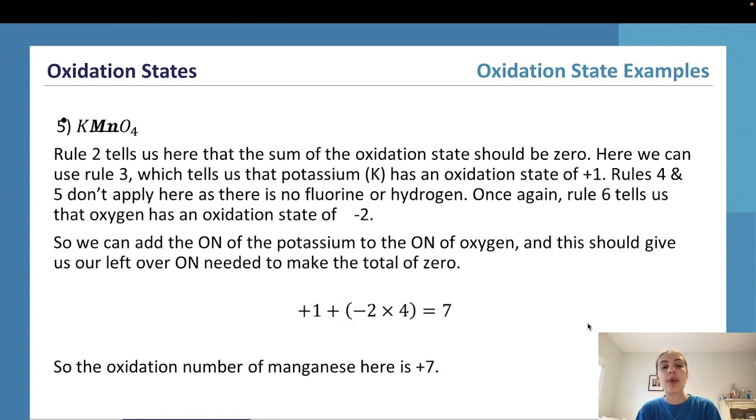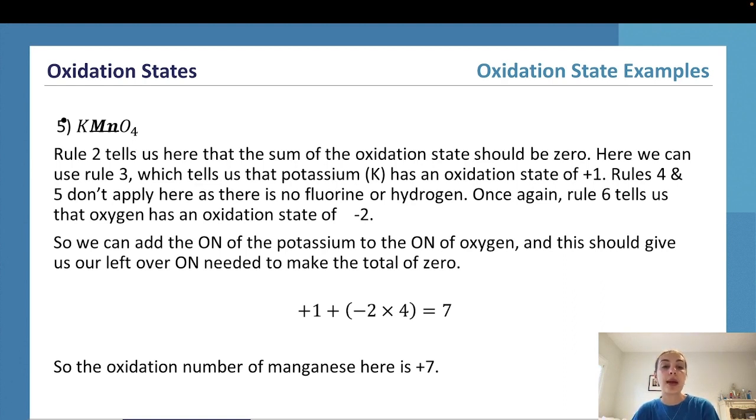Our next example is looking at KMnO4, so that's potassium manganate. Rule 2 tells us that the sum of the oxidation states should be 0, and again that's because potassium manganate does not have a charge, and so overall its oxidation state will be 0.